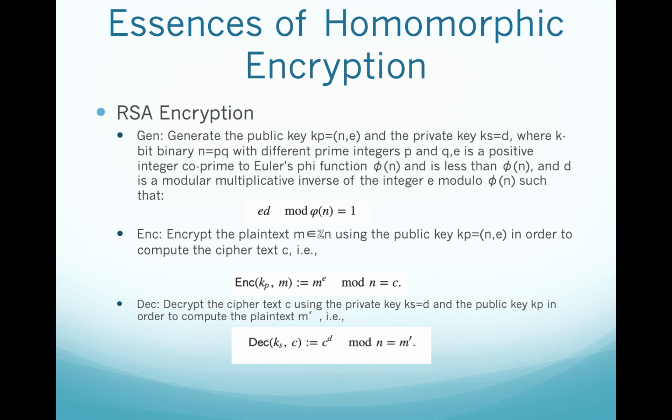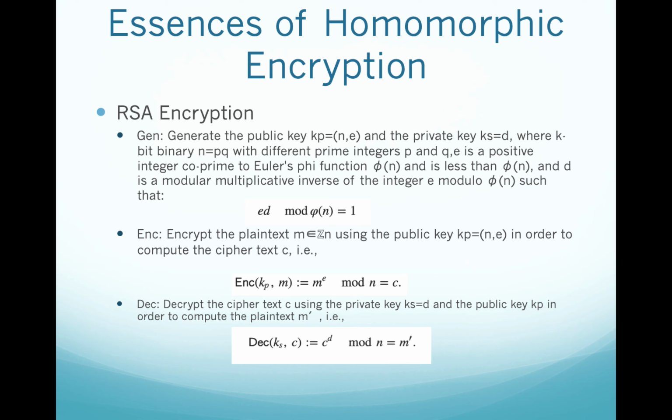And d is a modular multiplicative inverse of the integer e modulo phi n. So then we can come up with e times d mod phi n, which is going to be equal to 1. And that's what's going to hold our message, our plaintext message, where mu is equal to Zn, which is all non-negative integers.